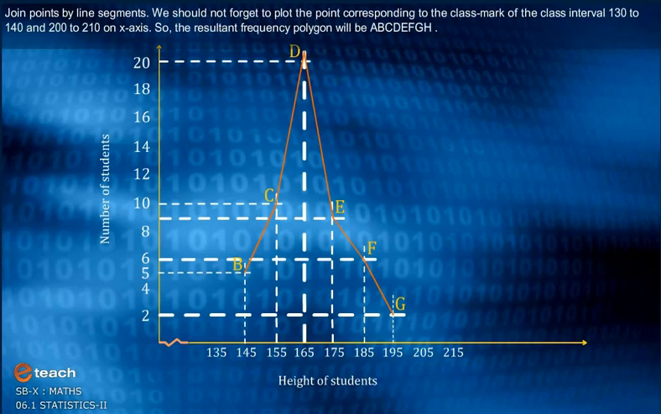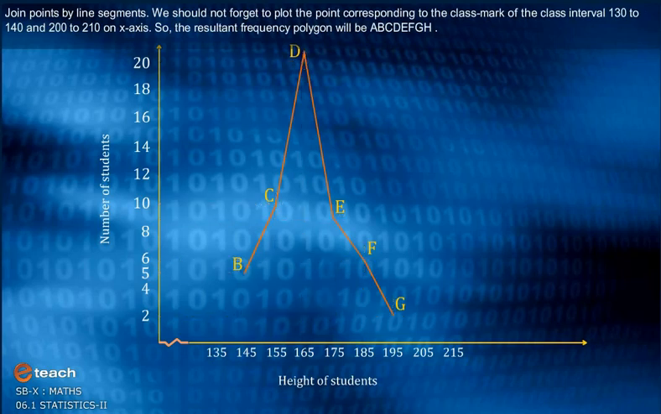We should not forget to plot the points corresponding to the class marks of the class intervals 130 to 140 and 200 to 210 on the x-axis. So the resultant frequency polygon will be A, B, C, D, E, F, G, H.